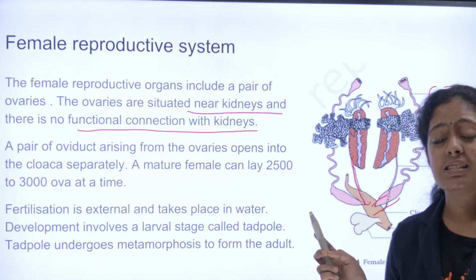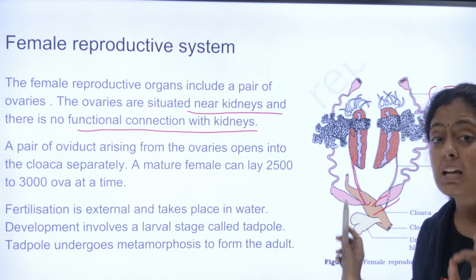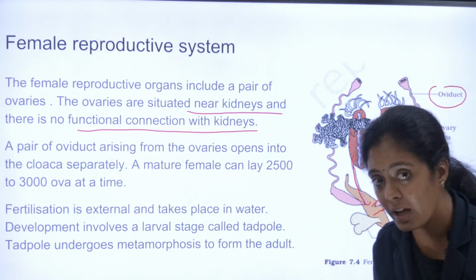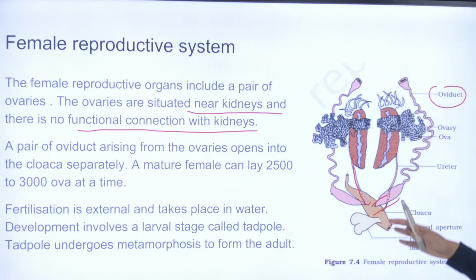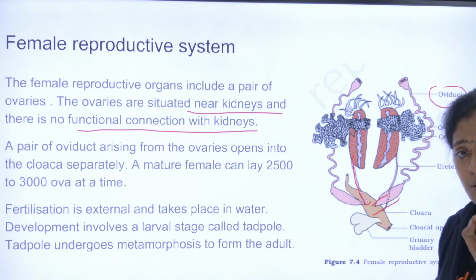Anganga appadi kedaiyadhu. Testis and kidney opens through one duct. We call it as urinogenital duct. Okay, inga appadi kedaiyadhu. The oviduct opens into the cloaca separately, and you also have your ureter opening into the cloaca separately. Okay, romba mukkiyam pasangala.